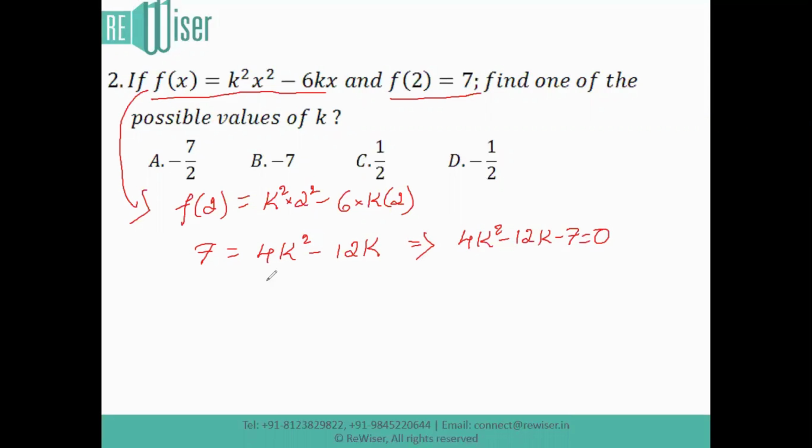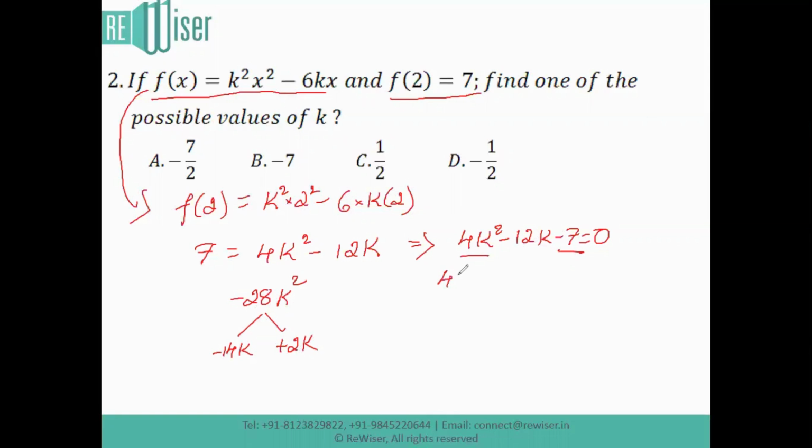And let me use the middle term splitting and factorizing it. So in order to do that, I have to multiply my first and the last term. So that would be 4k squared times minus 7, which will be minus 28k squared. And I have to find the factors for this in such a way that they add up to give me minus 12k. And the factors are going to be minus 14k and plus 2k. So when I multiply these two, I will be getting minus 28k squared. And when I add them, I'll get minus 12k.